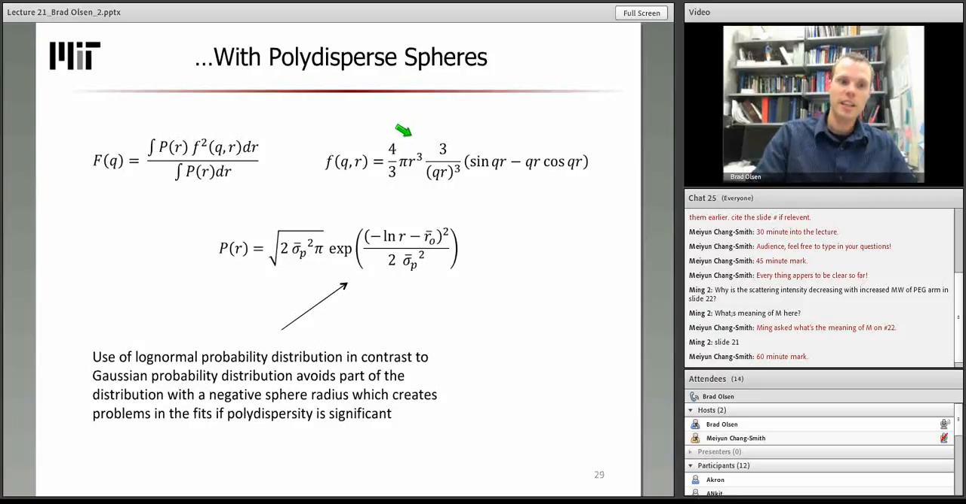Now, in our case, we assume a log normal probability distribution in contrast to a Gaussian probability distribution, because the log normal distribution avoids challenges with getting negative sphere radii if one of the tails of your Gaussian distribution crosses 0. And so this is potentially a nice choice in terms of doing modeling.